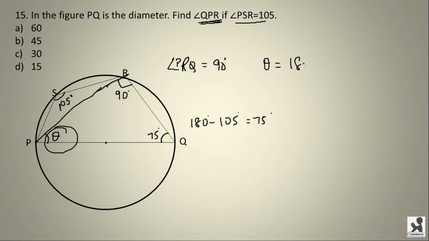Theta is equal to 180 degrees minus (90 plus 75) degrees, which is equal to 15 degrees. So 15 is the right answer. Option D.